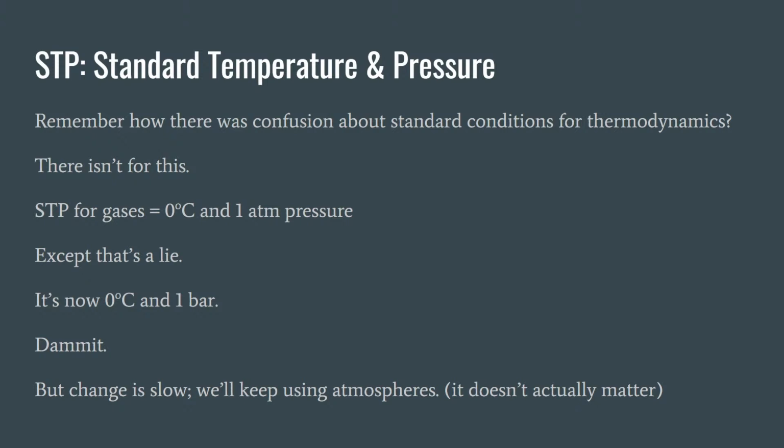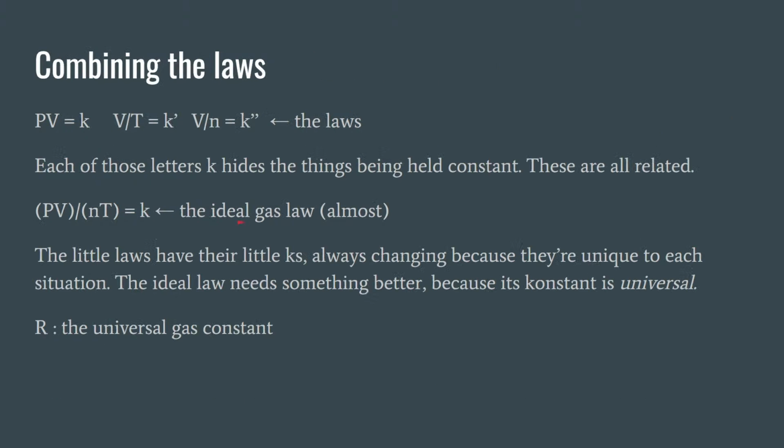Or it was. Now it's 0 degrees Celsius and 1 bar. Okay, so change is slow. We'll keep using atmospheres. The book uses atmospheres, even though I think that where I learned, it's 1 bar. Anyway, the point is 0 degrees Celsius, 1 atmosphere of pressure is standard temperature and pressure. So now we're going to combine the gas laws.